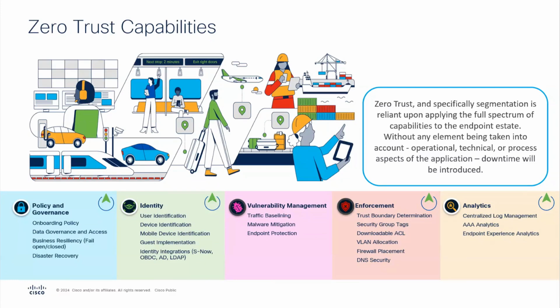The third capability is vulnerability management. And vulnerability management is not only your intrusion prevention, intrusion detection, your endpoint protection, etc., but also traffic baselining. And traffic baselining is essentially going to be the major missing aspect that most of our customers have when it comes to a need to implement some sort of segmentation strategy or a group-based policy strategy.